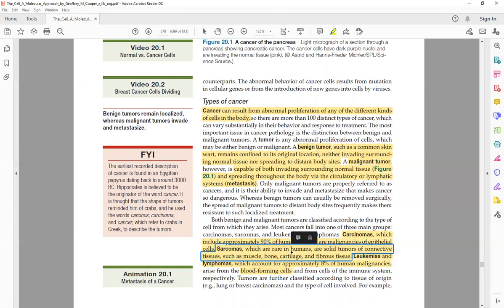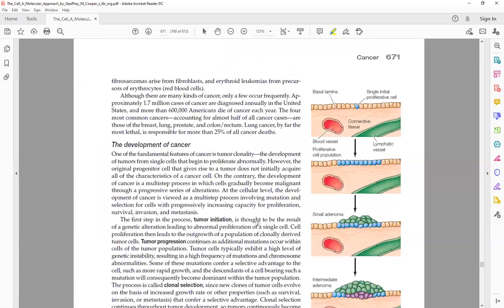The rarest of all cancers is sarcoma. Once in part B, a question has been asked about the rarest of all tumors, that is sarcoma. And carcinoma includes 90% of human cancers as malignancies of the epithelial cells. Those are referred to as the carcinoma.